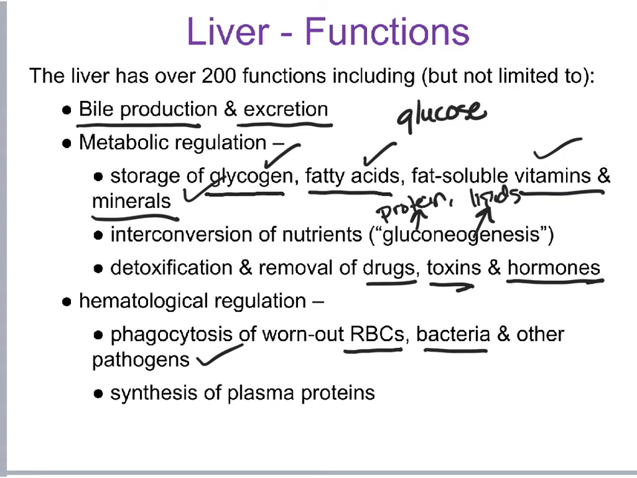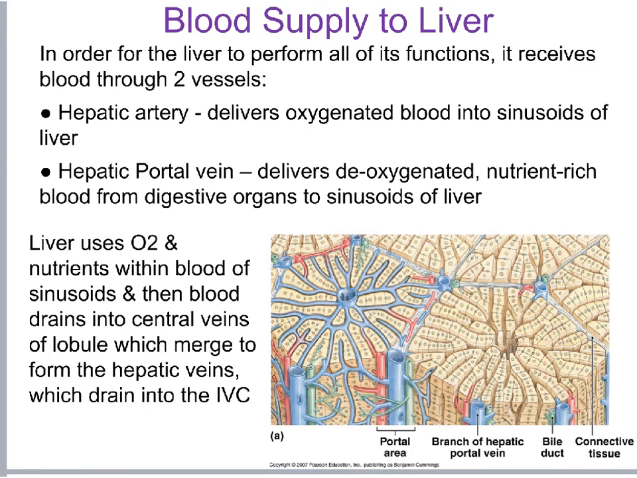And then also with hematological regulation, that includes the synthesis, or the making, of plasma proteins. Remember that plasma is the watery component of blood, and there are proteins dissolved in that plasma that carry out a number of functions. Those functions you'll learn about when you get to your physiology class. In the earlier slides, when we were learning about the lobules and the sinusoids, I have already mentioned all of these things to you, the blood supply to the liver, so you can read this slide. It's just a review of what we covered previously.